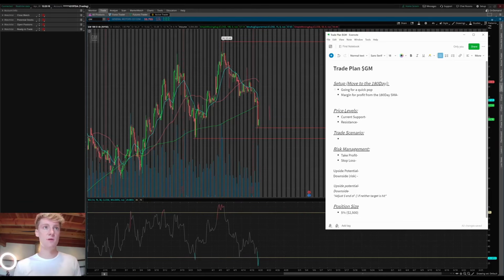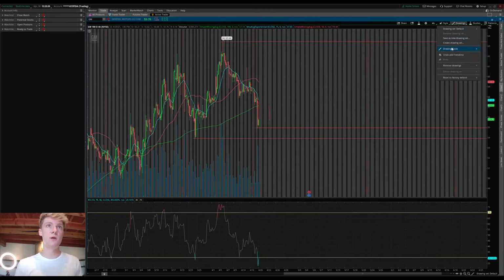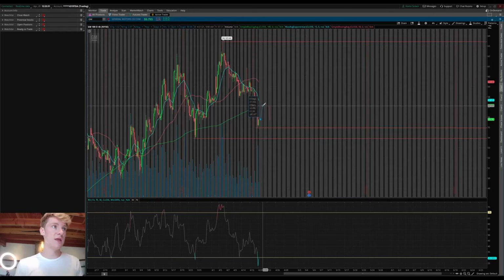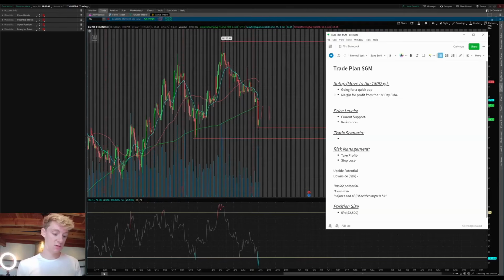Okay, let me go ahead and draw this again and try to be a little more accurate. So I'm shooting for a 2.4% move. Okay, so 2.4% is our target for our move.